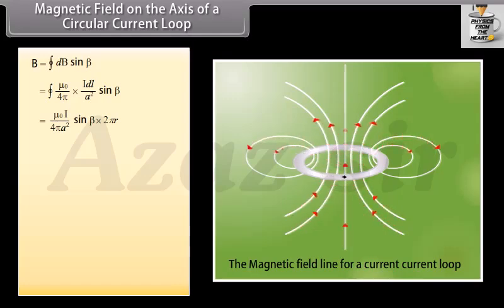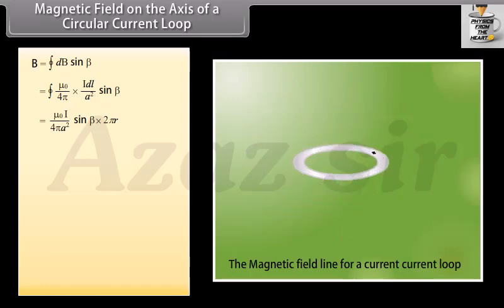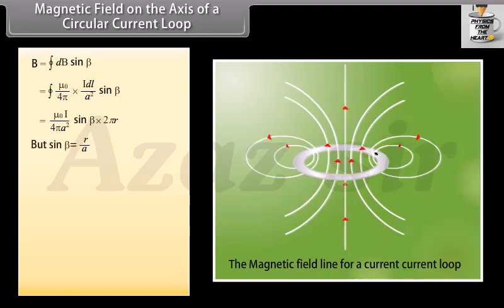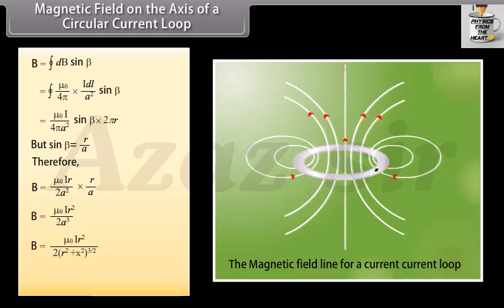By putting the values in this equation, we get the total magnetic field at P equal to mu naught I upon 4 pi a square multiplied by sine beta and 2 pi r. But sine beta is equal to r upon a. Therefore, total magnetic field at P is equal to mu naught I r square divided by 2a cube. We can also write this equation as mu naught I R square divided by 2 times (R square plus X square) raised to the power 3 by 2. This magnetic field acts along the axis of the circular coil.